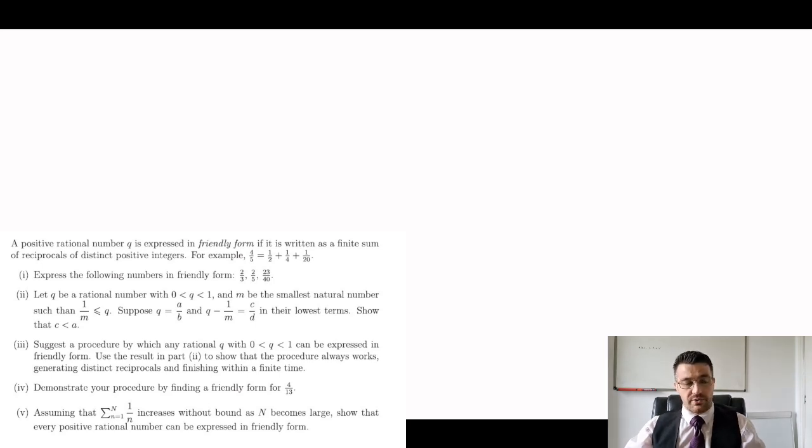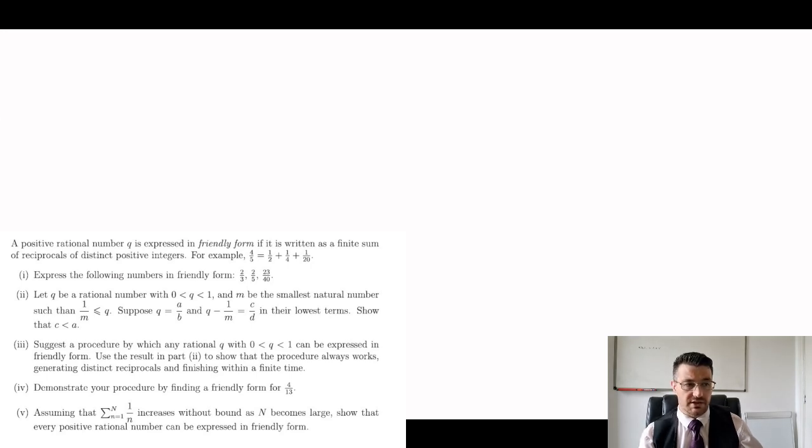So straight off the bat, you're introduced to something that you probably haven't come across before. This friendly form, as they call it here, I've never come across that term before. I've come across the concepts before of expressing a fraction as a finite sum of reciprocals of distinct positive integers, but I've never heard it called friendly form before, and this is deliberate, so that you're being given a new concept effectively.